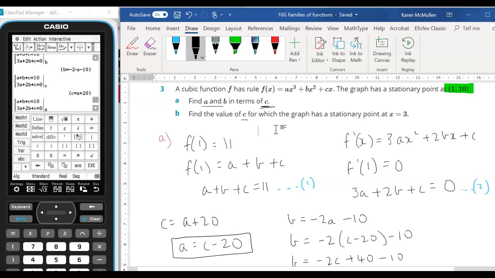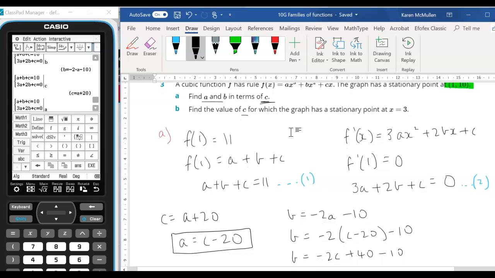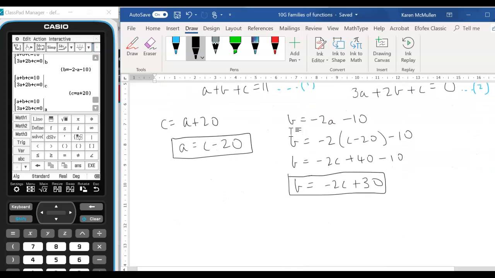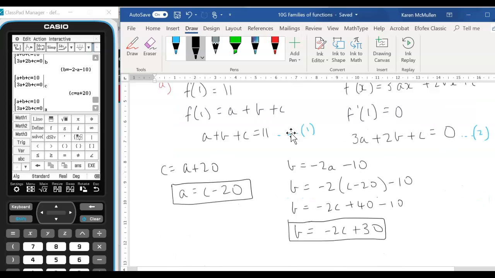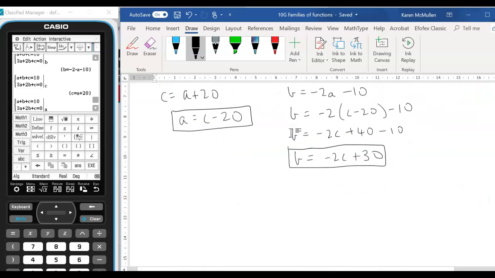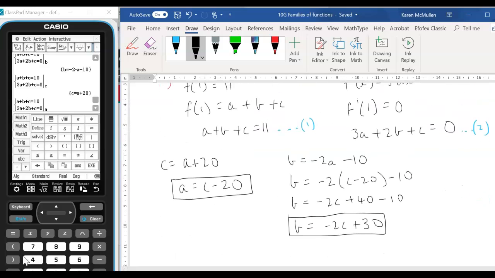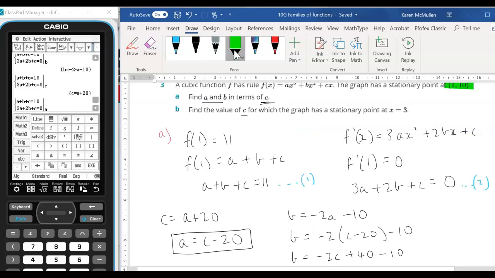Okay, so question B, find the value of C for which the graph has a stationary point at x equals 3. Now I totally forgot what the question was asking. All right, so we found the derivative earlier, which is here. Let's go back up. And we're just going to substitute in x equals 3.